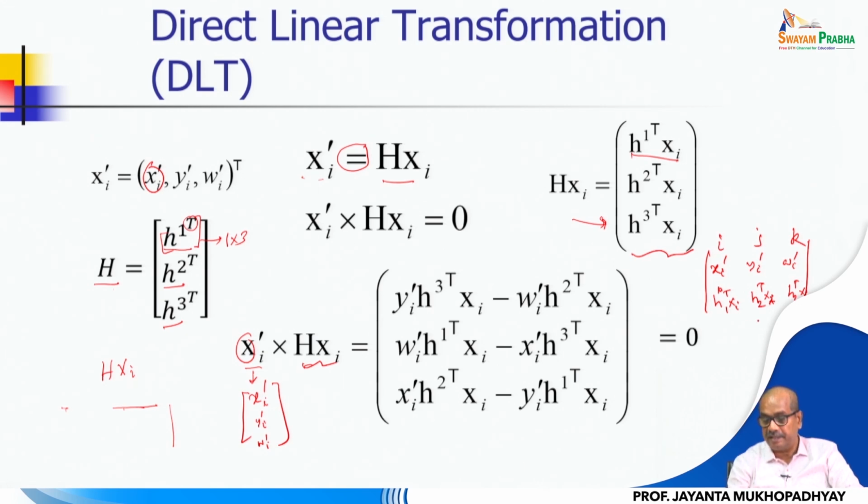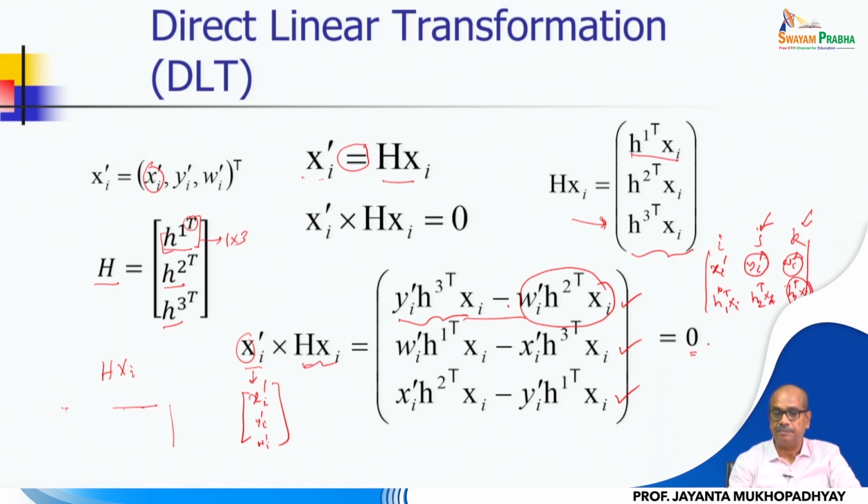Now you see that the ith component is yi prime multiplied by h3 transpose xi minus wi prime multiplied by h2 transpose xi. So this gives you the first component. Similarly, you get the component for j and the component for k. You perform these operations, then you will find that the cross product gives you these three components, which should be equated with the 0 column vector.